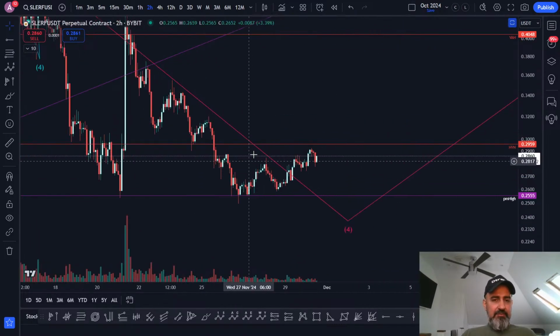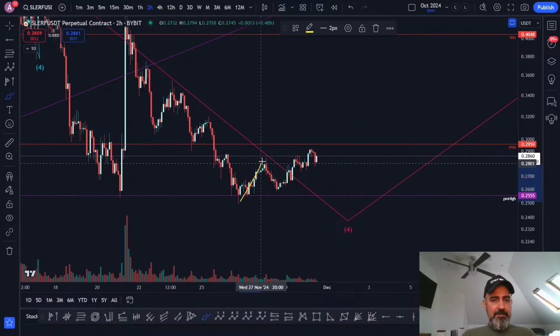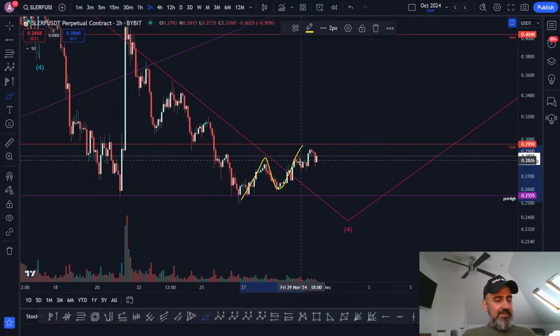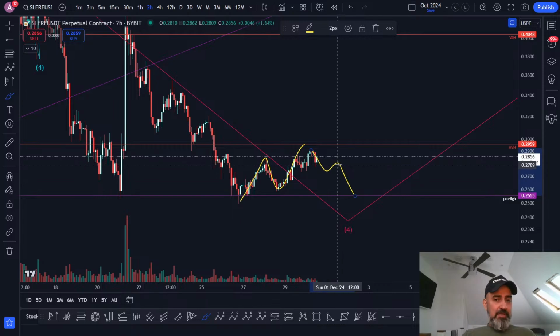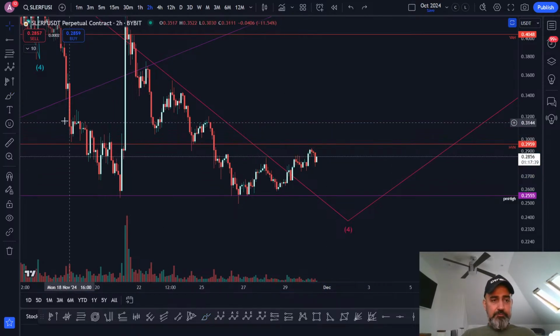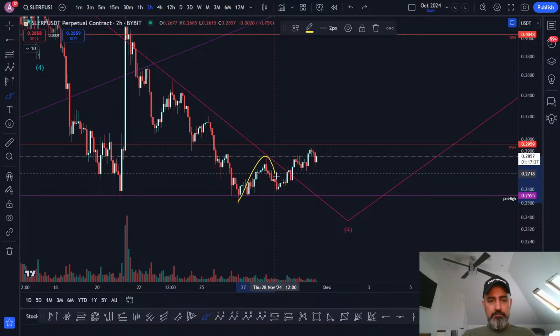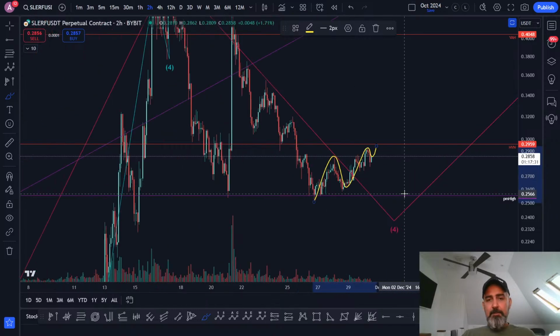Clearly this is corrective, isn't it? Is this an ABC here? Are we looking for another ABC? I don't know. It could be. It's possible. Coming into resistance here.